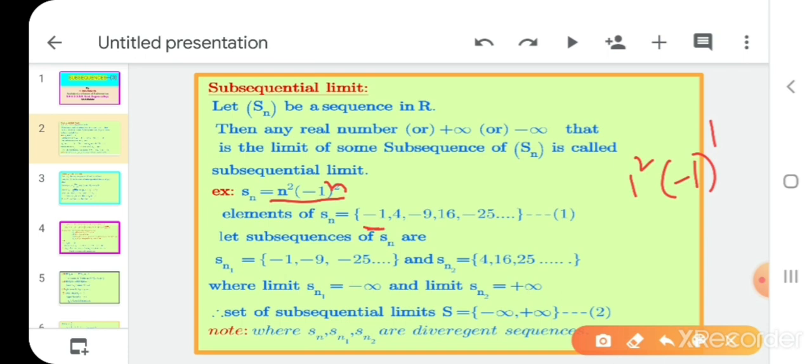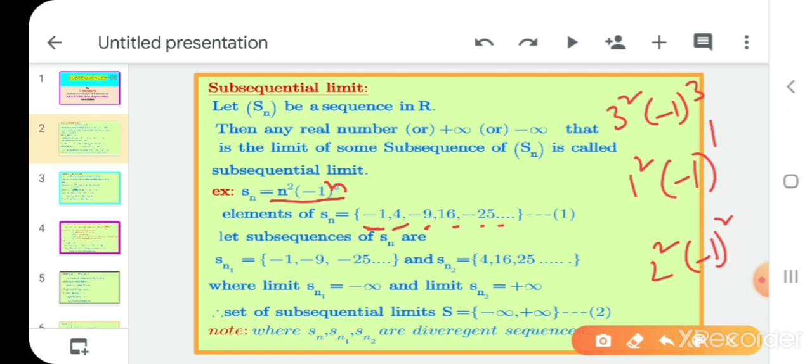Now we put n equals 2. What do we get? 2 squared times (-1) squared, that is plus 1. Next we substitute n equals 3. What do we get? 3 squared times (-1) cubed. Then (-1) cubed is minus 1, and 3 squared is 9, so we get minus 9, like this. Okay, these are the elements of the sequence.